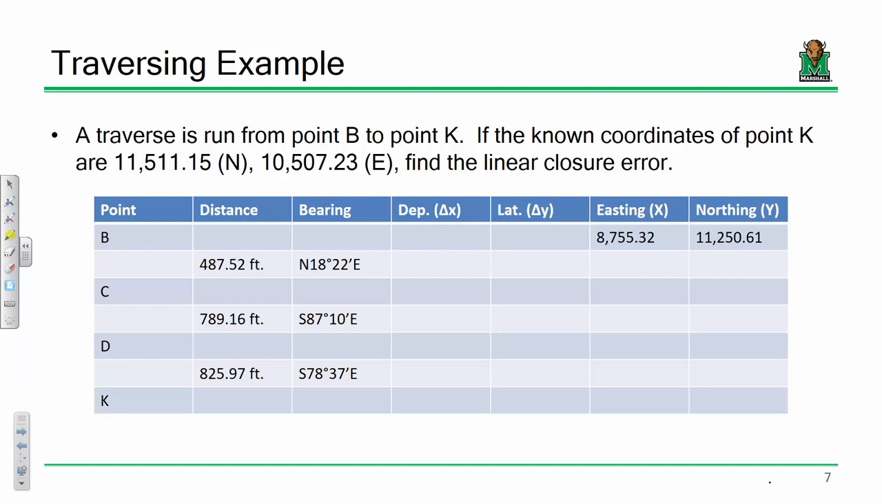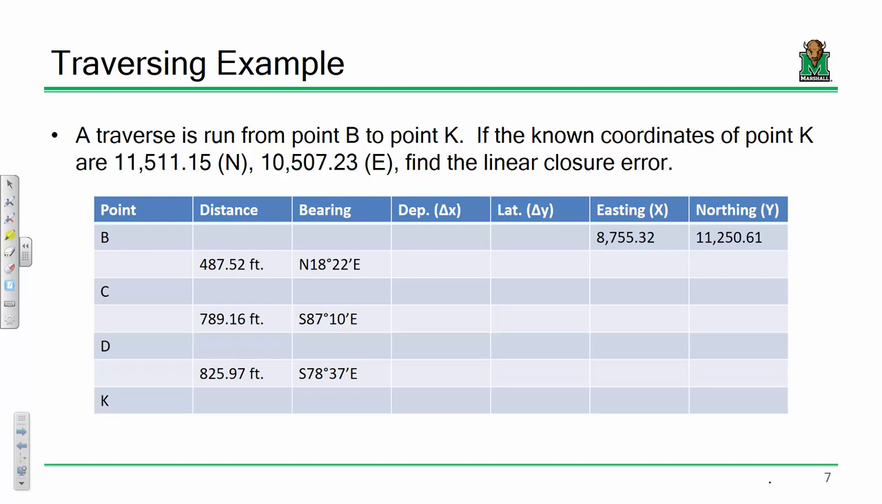And the numbers here are a little more like real life, if you will. So I have a traverse that's run from point B to point K. If I know the coordinates of point K, find the linear closure, find the error. Okay? So this is probably more total stationy.